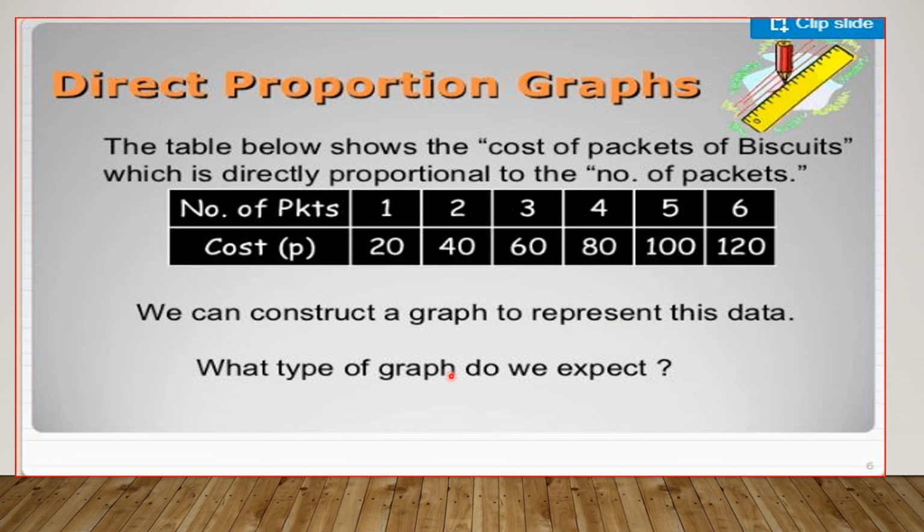What type of graph do we expect? Obviously, as we have learned in our previous slides, if two quantities have a direct relation, the graph formed between them must pass through the origin and the line must be a straight line.